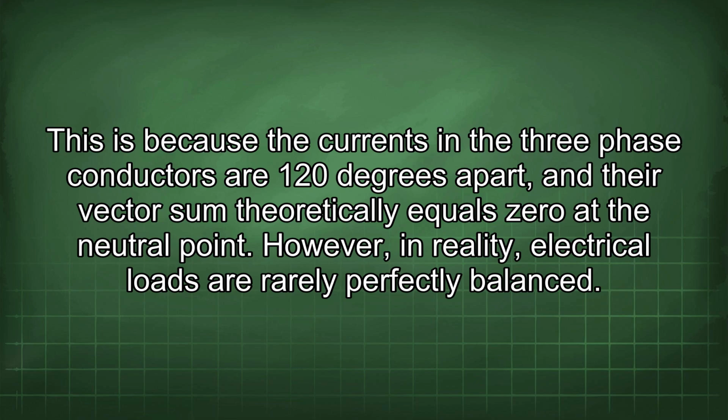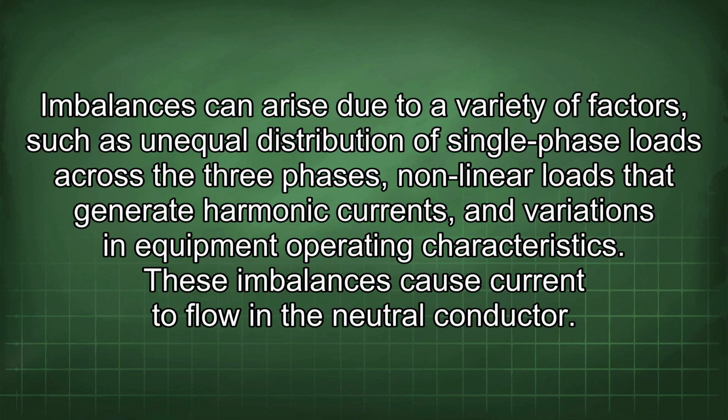This is because the currents in the three-phase conductors are 120 degrees apart, and their vector sum theoretically equals 0 at the neutral point. However, in reality, electrical loads are rarely perfectly balanced. Imbalances can arise due to a variety of factors, such as unequal distribution of single-phase loads across the three phases, nonlinear loads that generate harmonic currents, and variations in equipment operating characteristics. These imbalances cause current to flow in the neutral conductor.